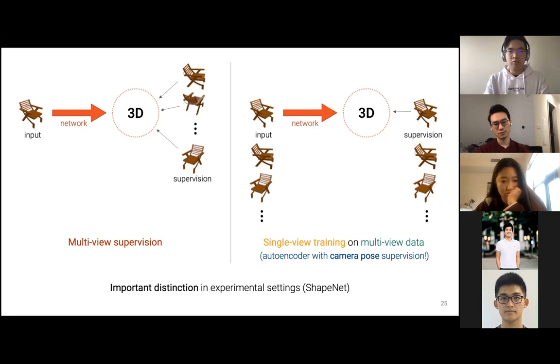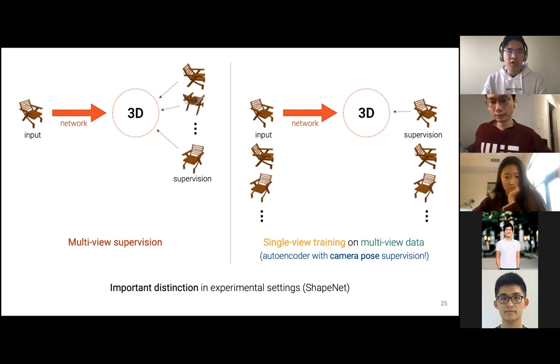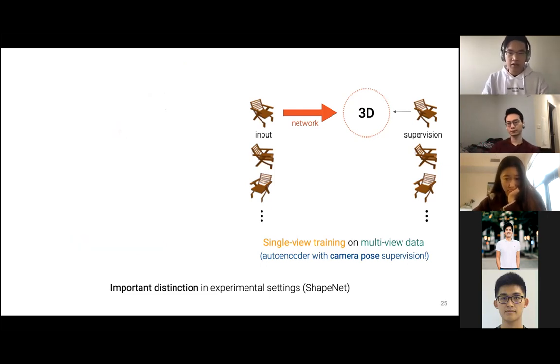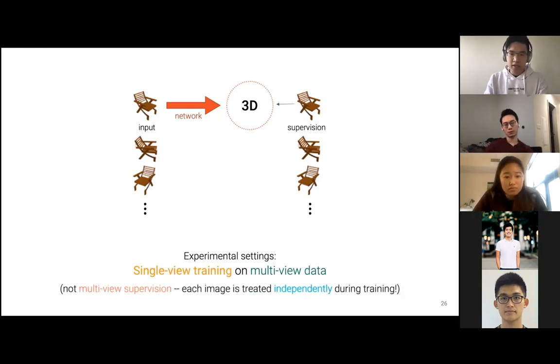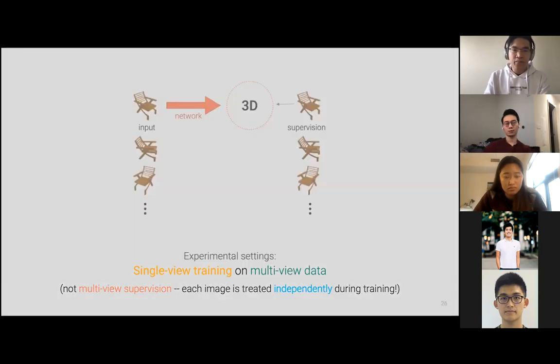This setting is also a lot more practical than having to know which images correspond to the same CAD models. In the real world, unless we have video sequences, if we only have an image collection, for example from the internet, it's never really guaranteed that we will know which images correspond to the same 3D shape. So the right-hand side is the setting that we're interested in: single view training, even when we have multi-view data. Each image is treated independently during training.